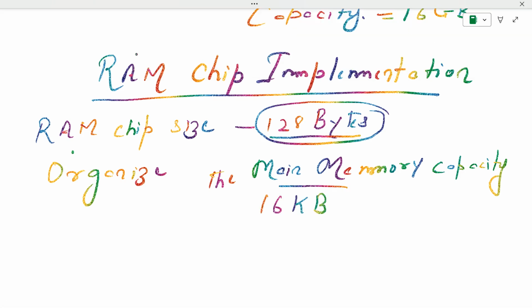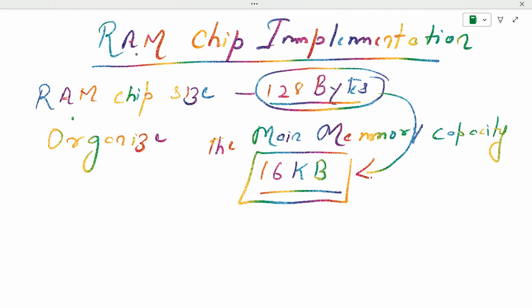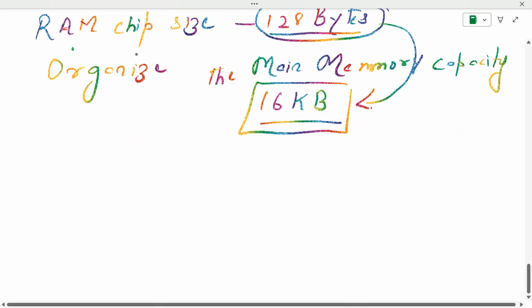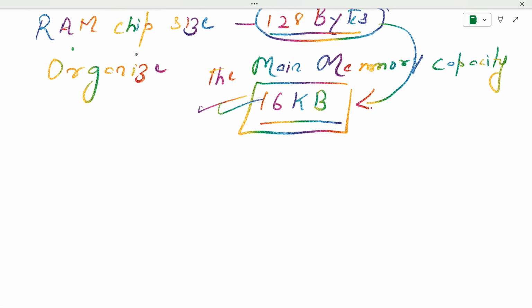We have to organize this RAM chip in such a way that we can create a main memory of size 16 KB. Now, the question comes: how many RAM chips are required to create this main memory of 16 KB, and how are you going to organize all these RAM chips inside the main memory? So it's a little diagrammatical. First question is, how many RAM chips are required? We have to find out how many RAM chips are required.